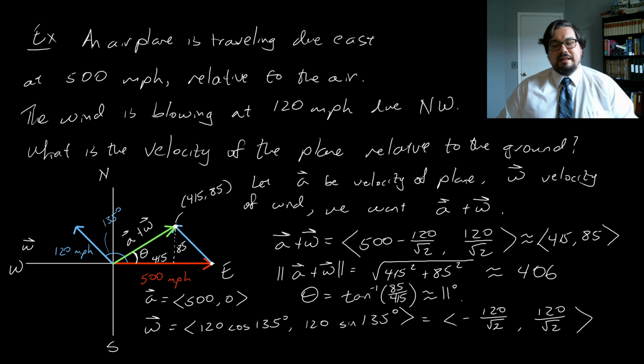So, taking the wind into account, the plane is traveling in a direction that's mostly east, but 11 degrees towards the north, and is traveling relative to the ground at a speed of 406 miles per hour. And this is one of the simplest ways in which we can use vectors to really understand what's going on in a physical type problem.